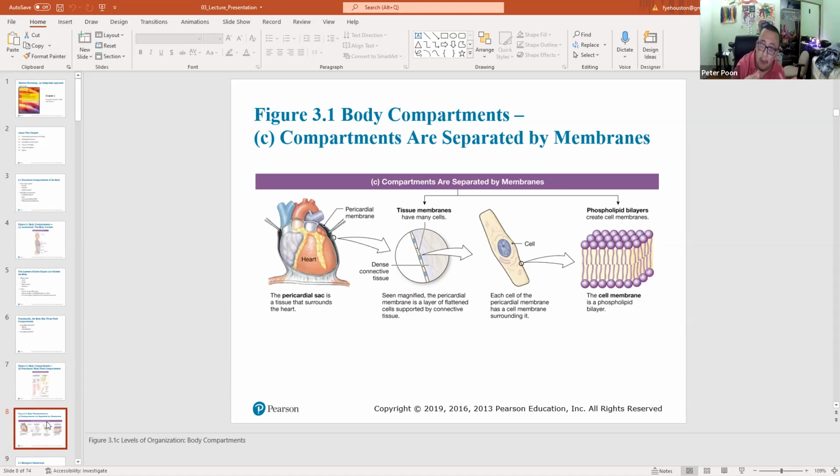Anytime you want a compartment inside a body, every compartment has a membrane around it. There has to be some way of separating that compartment, whether it's at a visible level, microscopic level, or even an electron microscopic level. You have boundaries, and these boundaries are always separated by membranes.